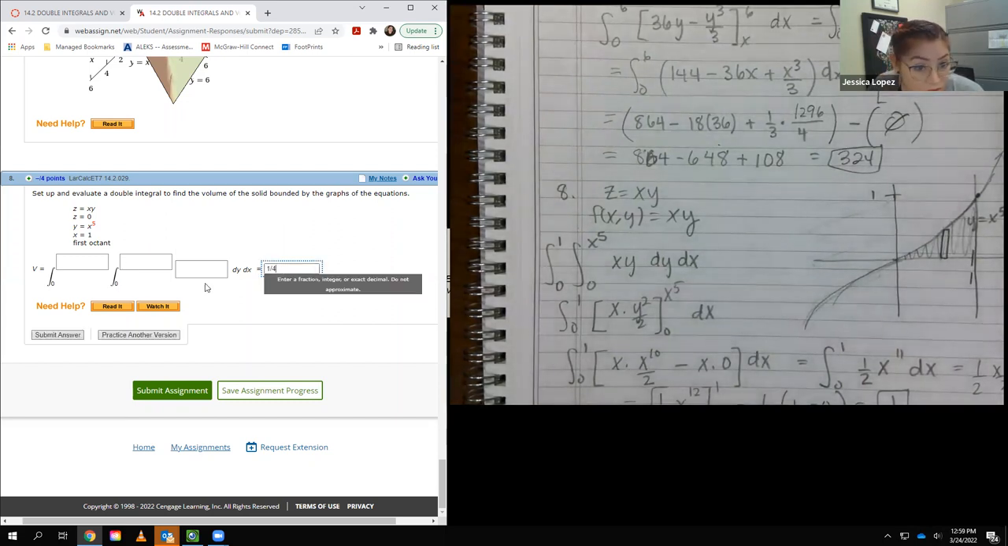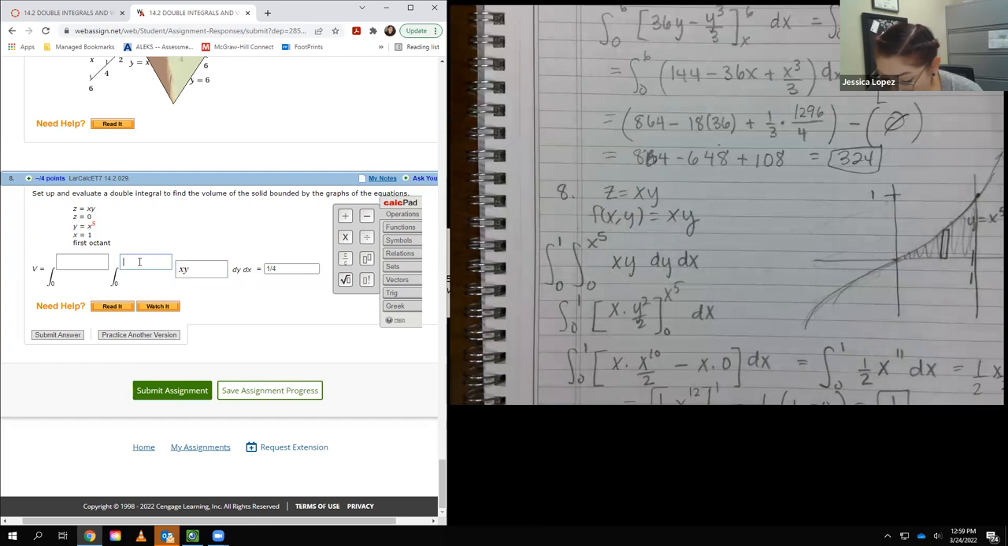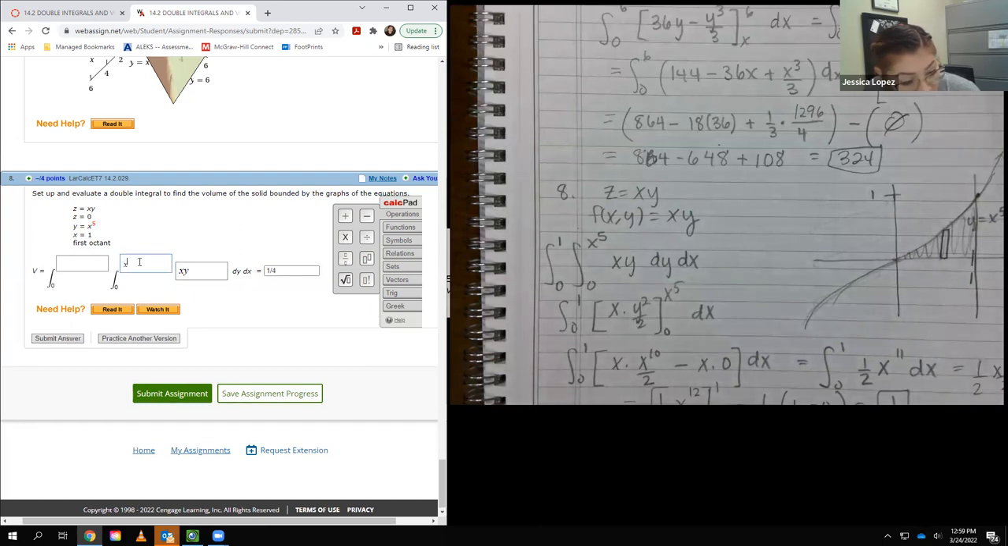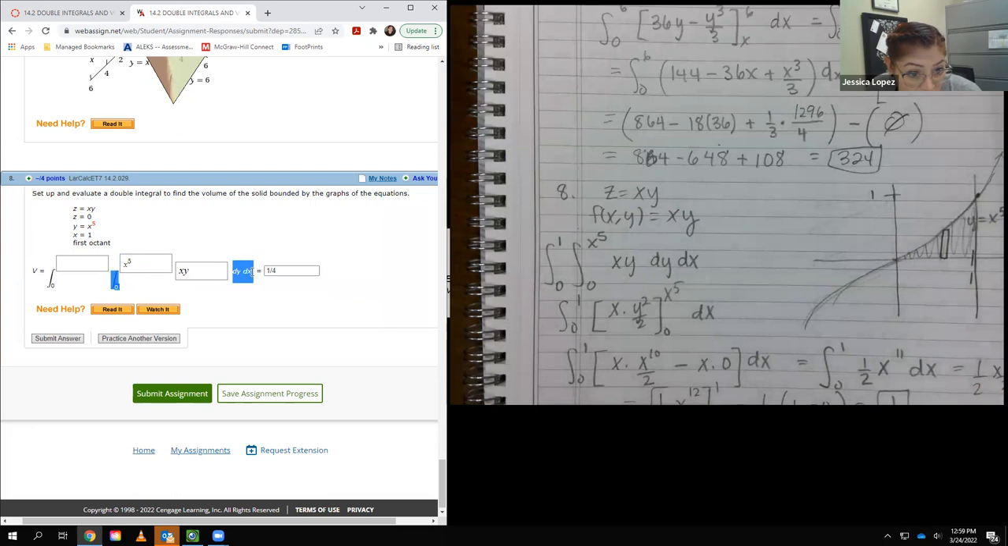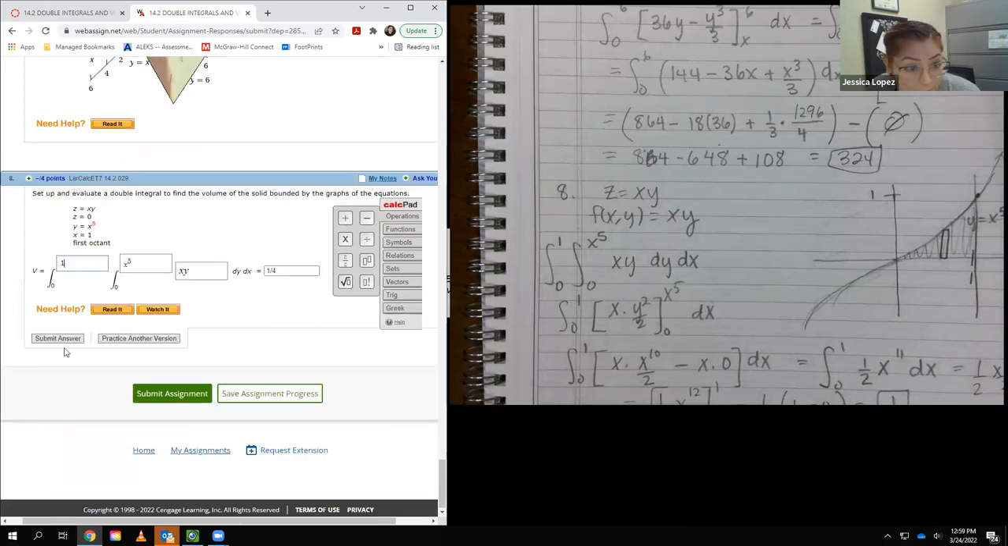Oh, and I do want my function here. And they did do it in the correct order, so I don't have to switch the order. I'm just going to type in exactly what I did. But I needed to pay attention. I should have paid attention to this because that tells me how I have to do it. Whereas with these, I could pick whichever way I wanted to do it.